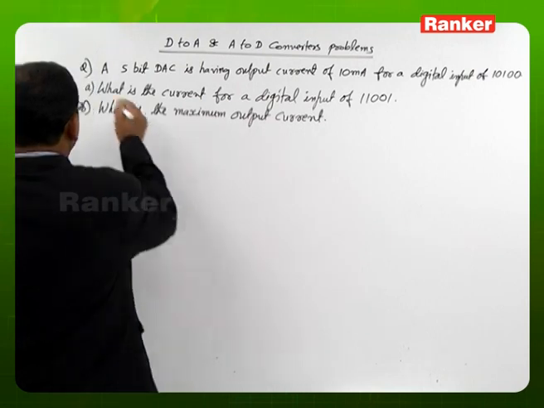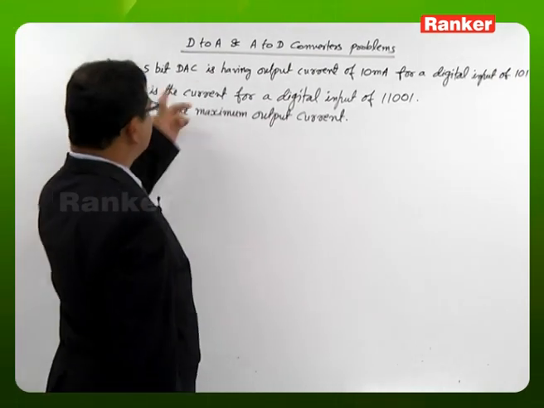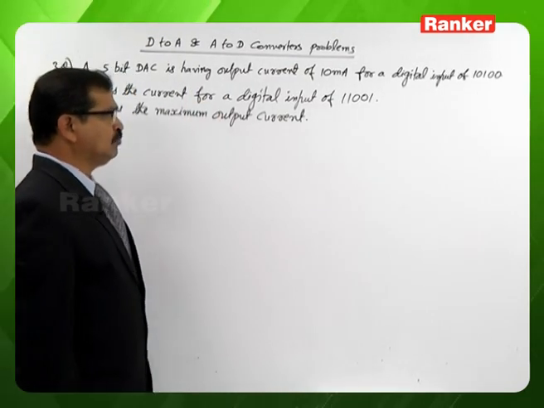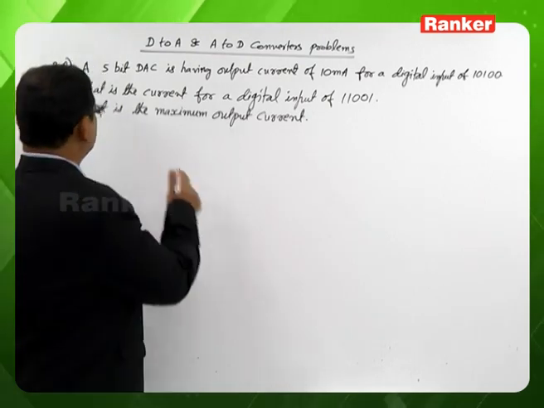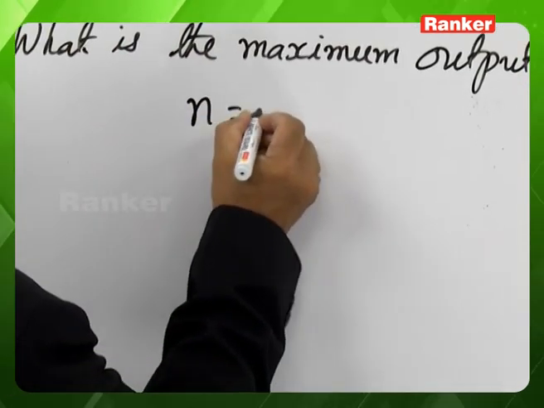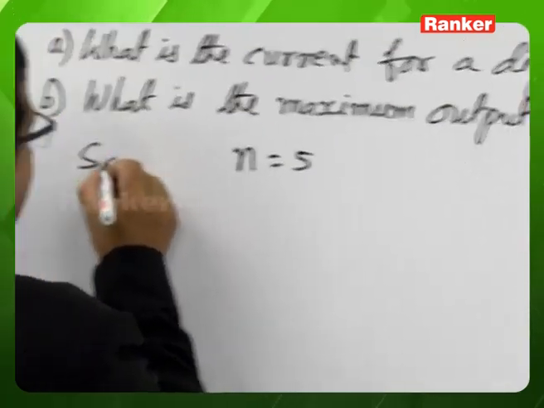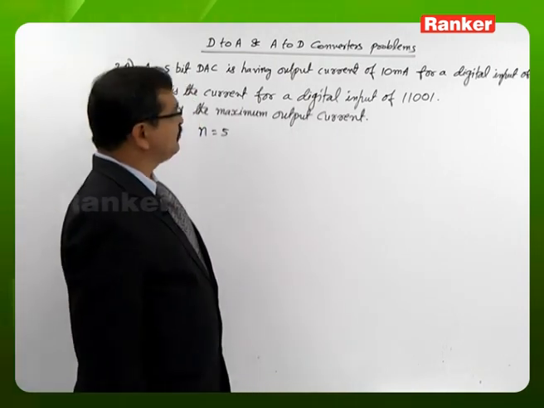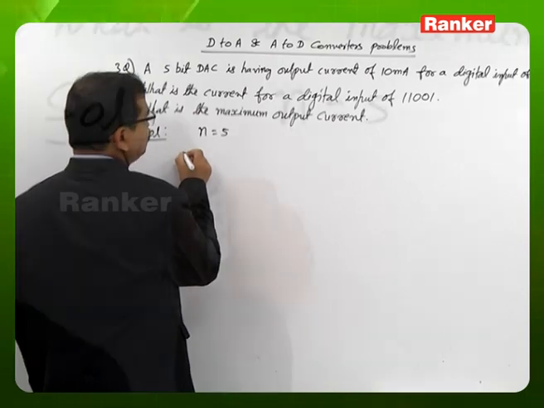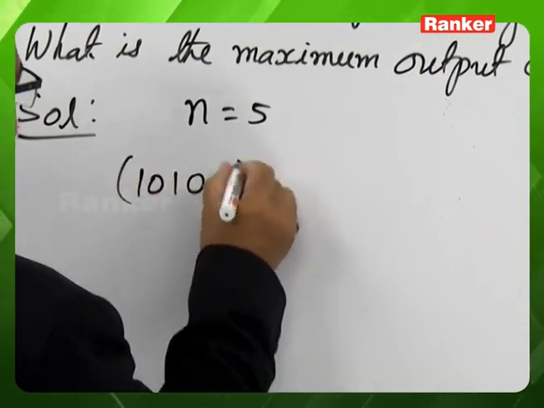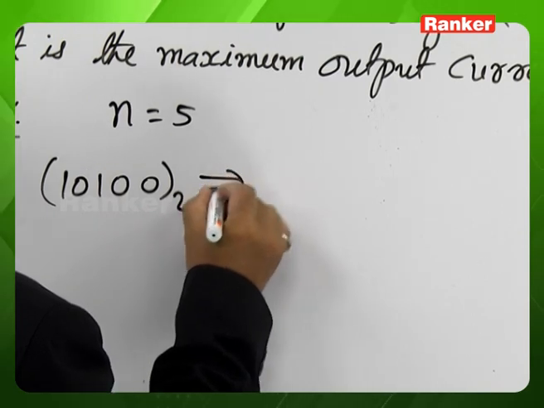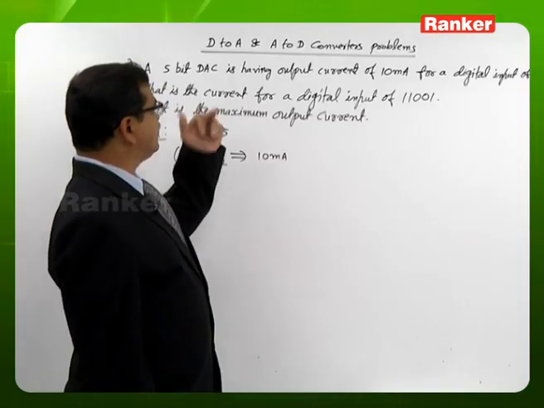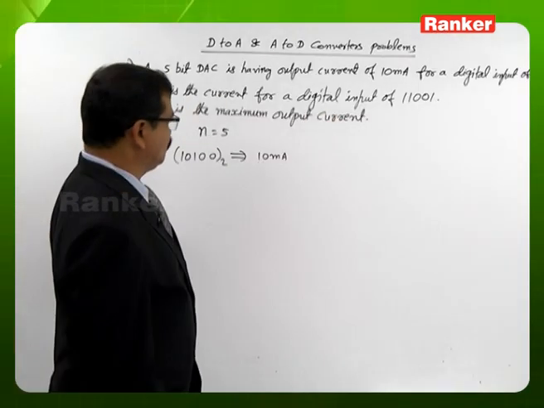So let us go to the next question, the third question. A 5-bit digital to analog converter is having an output current of 10 milliamperes for a digital input of 10100. So the given digital to analog converter is of size 5 bits and it has the output signal as a current signal. For the digital input of 10100, the corresponding analog output current is 10 milliamperes. The first part, a bit: what is the output current for the digital input of 11001?